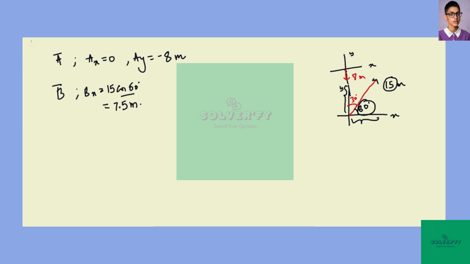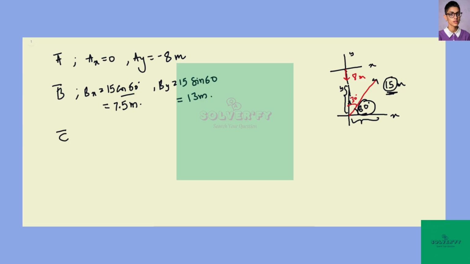Whereas the y component would be 15 meters multiplied by sine 60, or 15 meters multiplied by cos 30. By is 15 sine 60, which is equal to 13 meters.